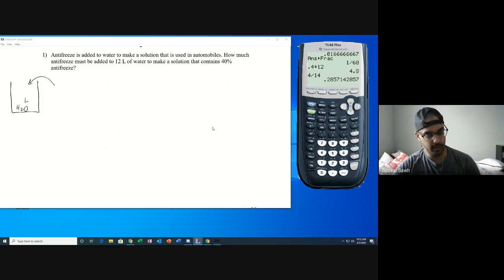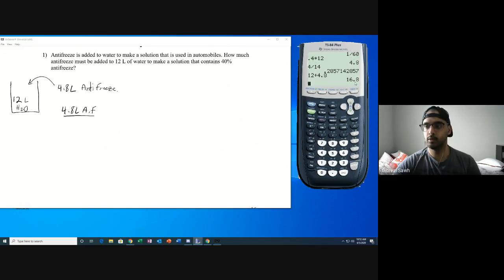So let's translate this now into the numbers in our question. Okay, so now we can imagine that I've actually got that 12 liters of water like it says. If I add in the 40%, which is 4.8 liters of antifreeze, then what I've got is 4.8 liters of antifreeze, but a total amount of liquid now of 12 plus 4.8. So my total amount of liquid is actually 16.8. That's the total.